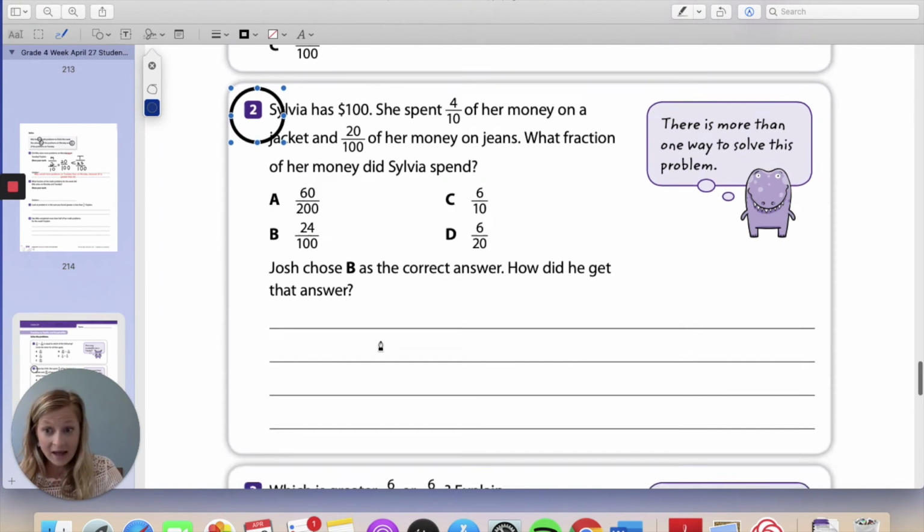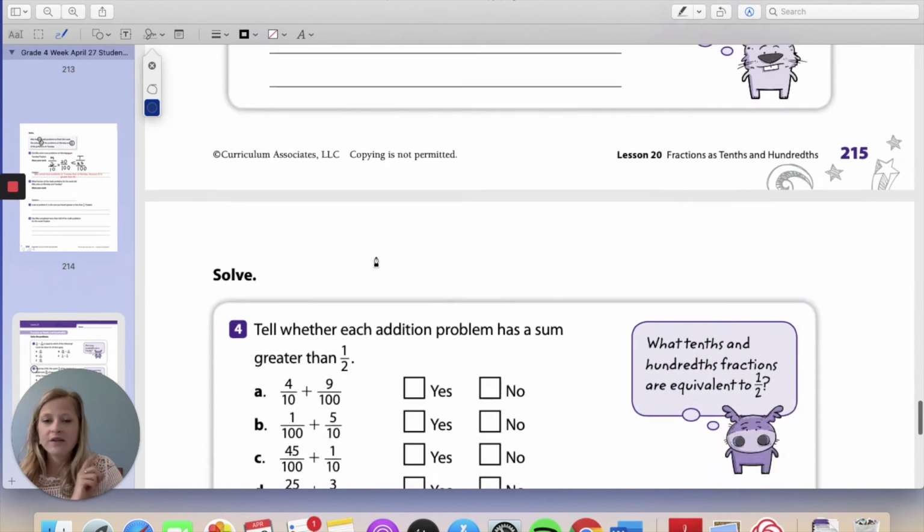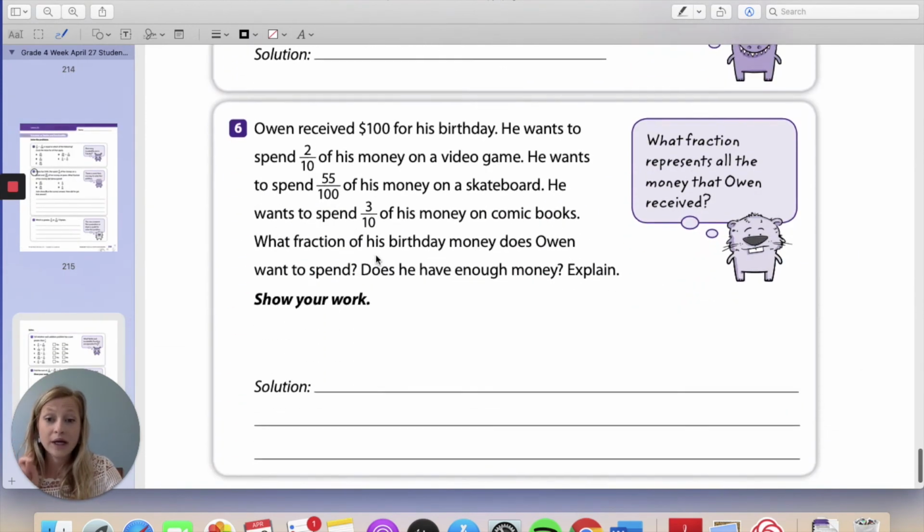And then, once you've done all these, the last one that I really, really want you to do is a challenge problem. This is going to push your thinking, and it's going to make you really have to explain how you got your answer. It is number 6, and it's about Owen and some presents and how he uses that money.